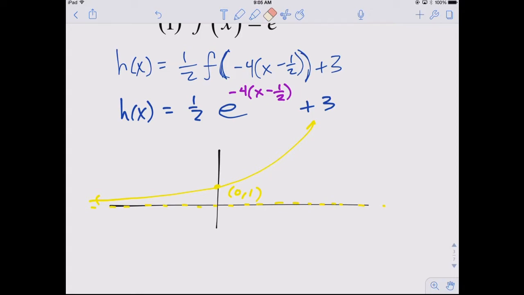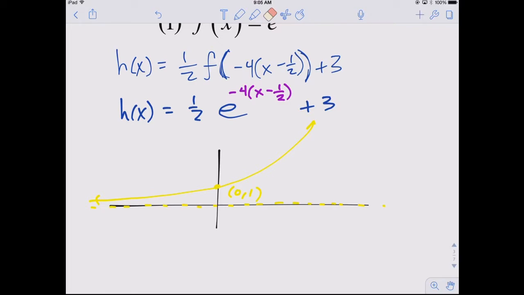But it hasn't changed the horizontal asymptote yet. If we compress it horizontally by a factor of 4, that just makes it a little bit steeper again. We don't have to show that. So our final shape is going to be some decreasing function. But it still lives above the horizontal asymptote, yes?